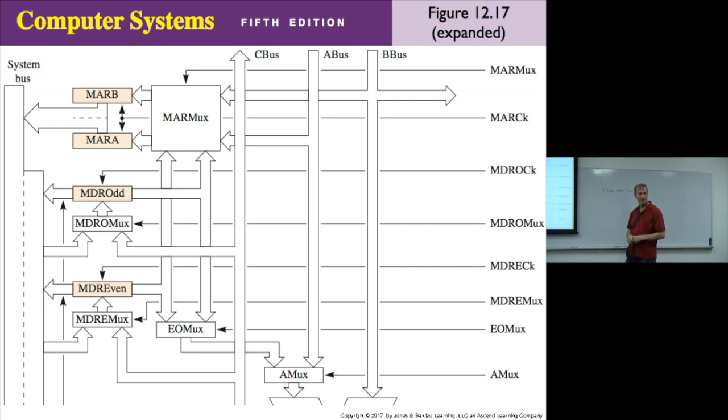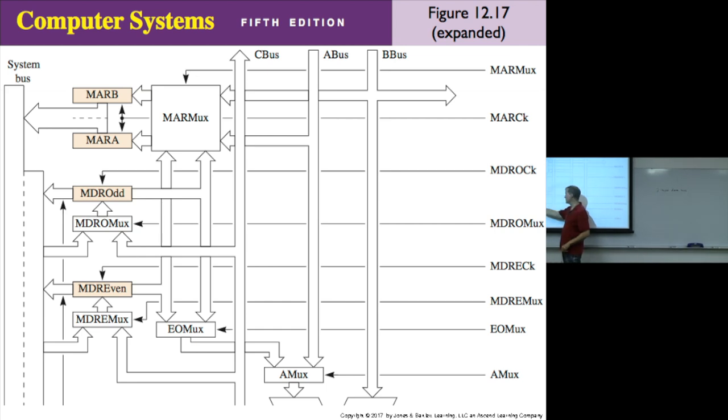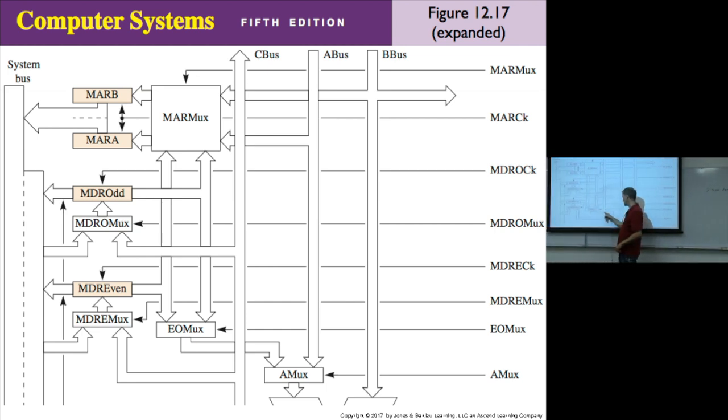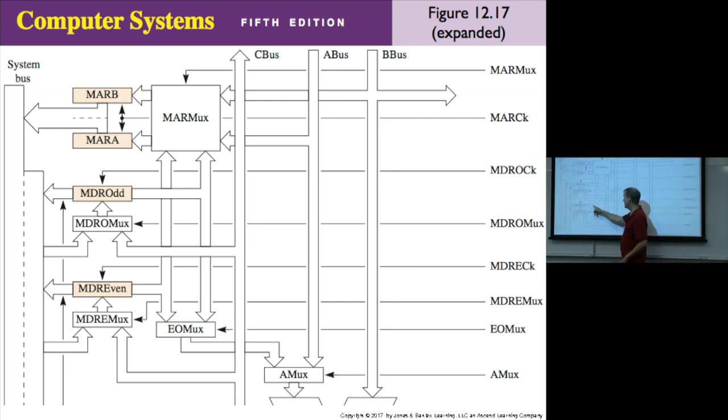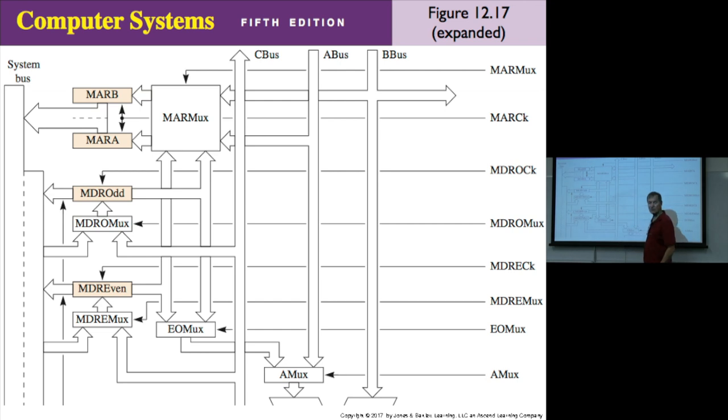So look, here it is on this exploded version. So here's MDR even. So not only can it go through the EO MUX and down here through the ALU and go up to the register bank, but look what else it can do. MDR even can go up. MDR odd can go up. And this MAR MUX is a 2-byte MUX. And so they can be presented to MAR A and MAR B, and boom, we've got our shortcut.